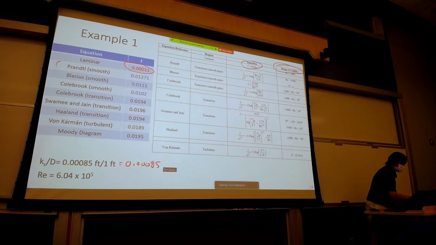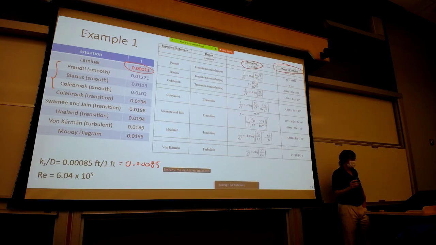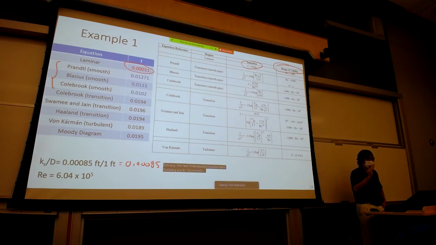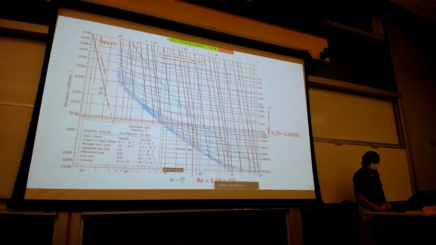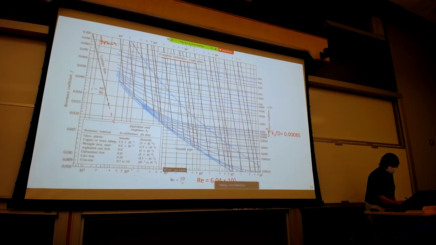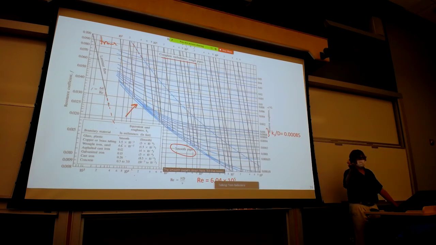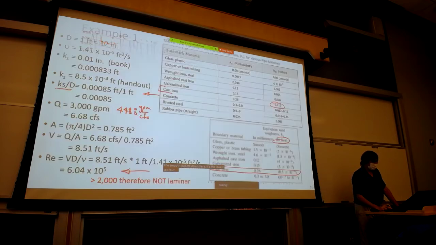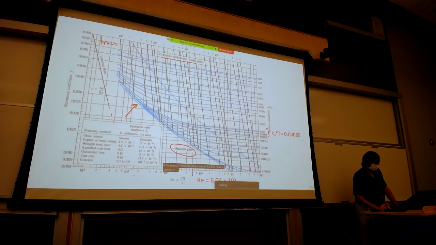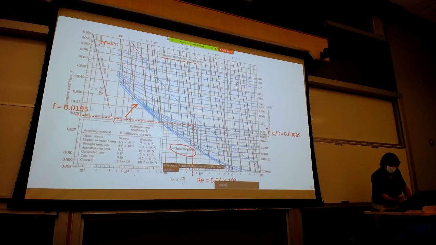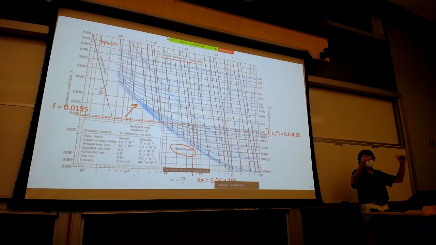Similarly, the next three equations, Prandtl, Blasius, Colebrook, are for the smooth pipe curve. I'm going to go back. The smooth pipe curve is down here. It's the lowest contour. We're on a contour that's doing something like this. Are we on the smooth pipe curve? No.